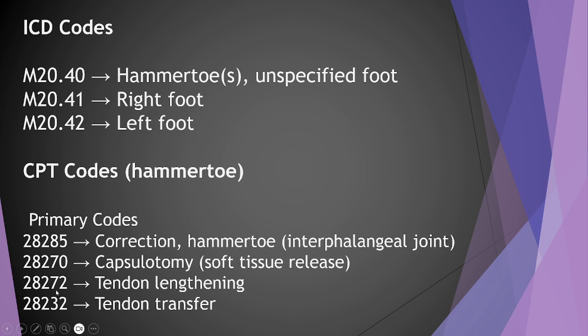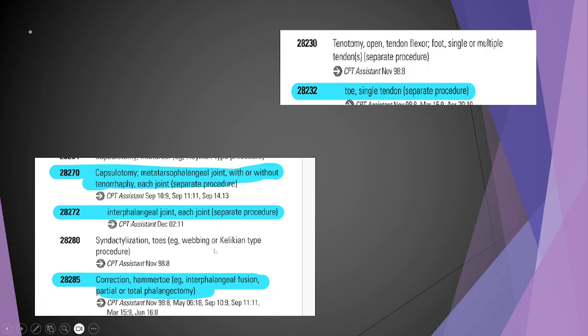These procedures we can also code, but only if there is a different incision. If it is the same condition, the same location, and the same incision, then it will not be coded along with this, but we can code it with a modifier. You'll see here capsulotomy, metatarsophalangeal joint, interphalangeal joint, correction of the hammer toe, partial or total phalangectomy. Here, for a single toe, 28232.